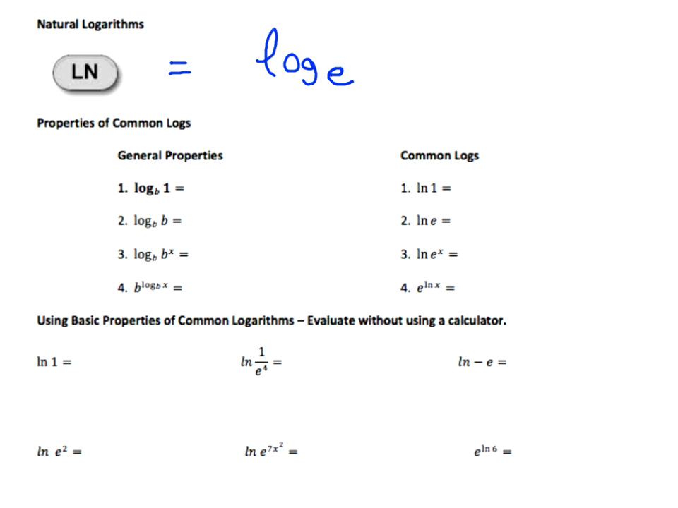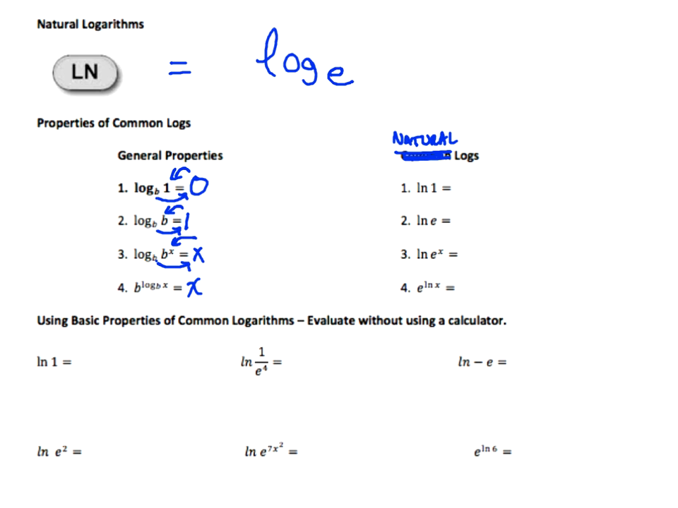All right, so we're going to review those general properties again and see that they apply to the natural logs as well. So log base b of 1 is 0 because b to the 0 power is 1. Log base b of b is 1 because b raised to the first power is b. Log base b of b to the x is x because b raised to the x power is b to the x. And b raised to the log base b of x is x.